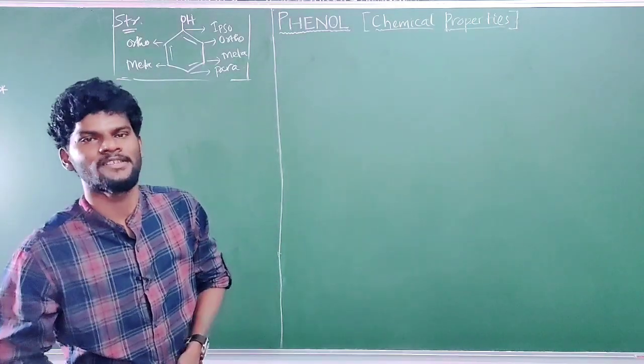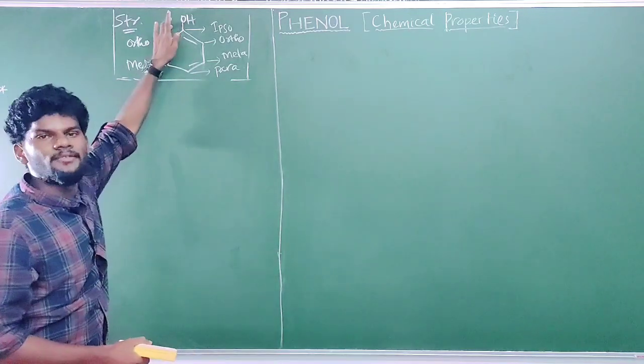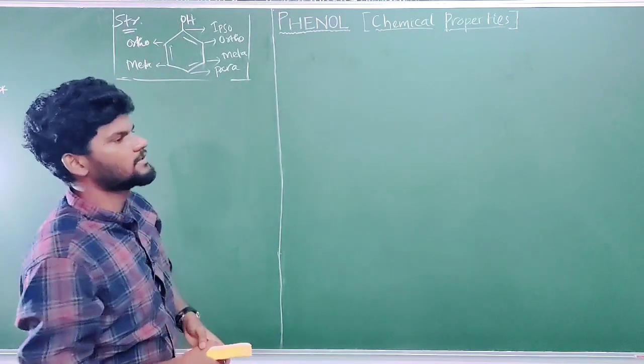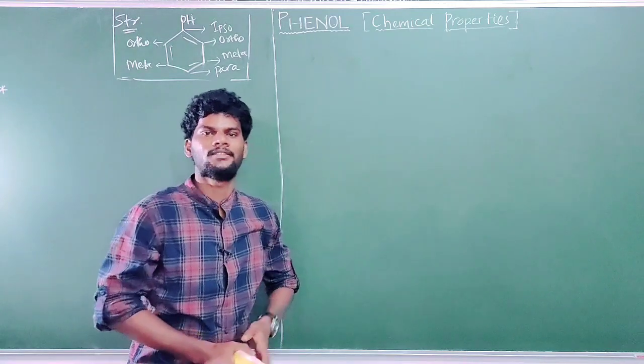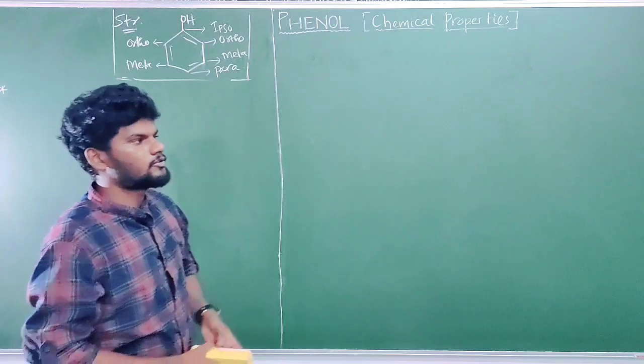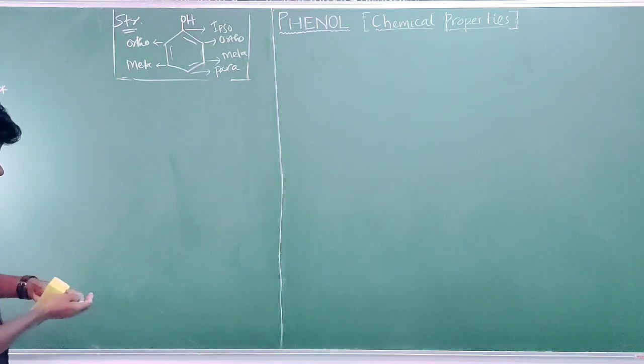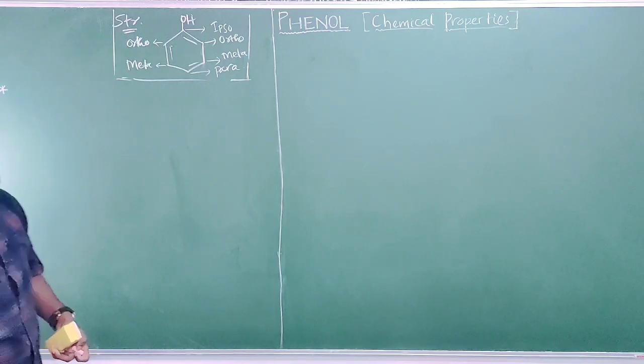In the last video we discussed the different reactions related to the functional group OH in phenol. In this video we will discuss the different reactions related to the benzene ring in phenol. Before starting the series of reactions, let us study one concept, that is electrophilic aromatic substitution.